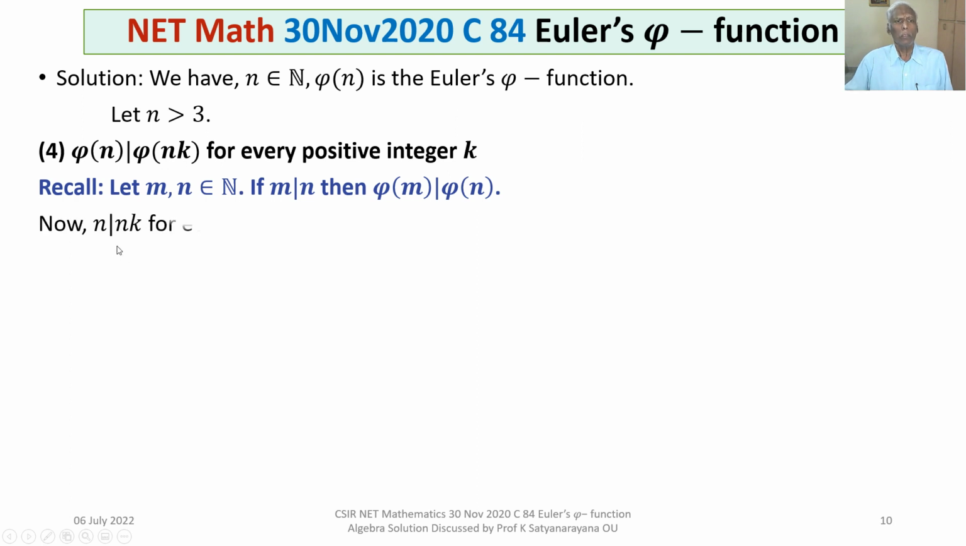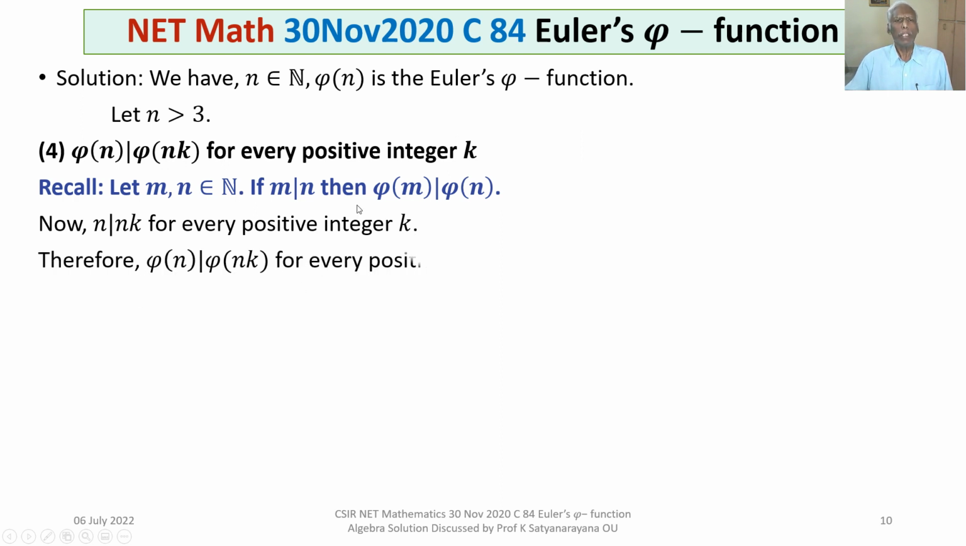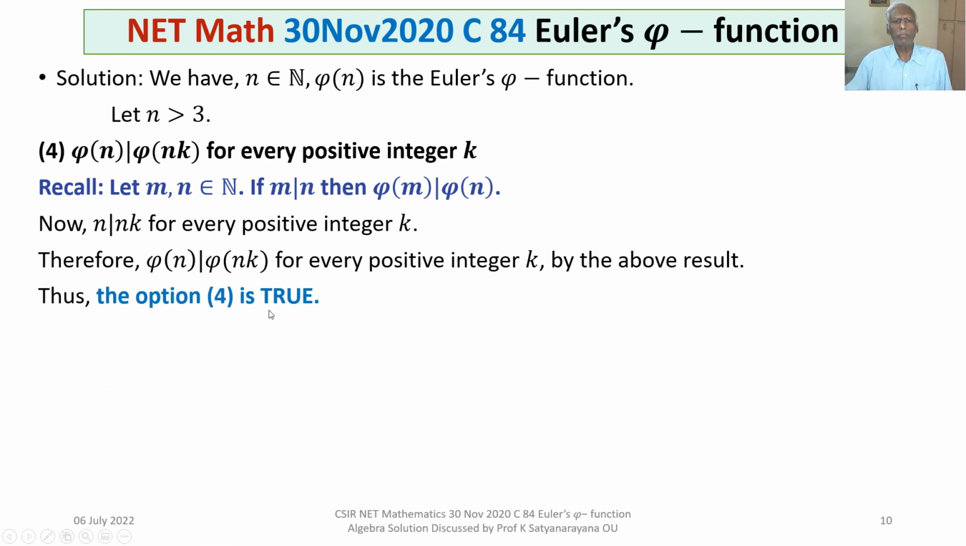Now n divides nk for every positive integer k, yes. Therefore, by using the above result, phi of n divides phi of nk for every positive integer k. So we use the above and this is true. Thus, option 4 is true. Agreed.